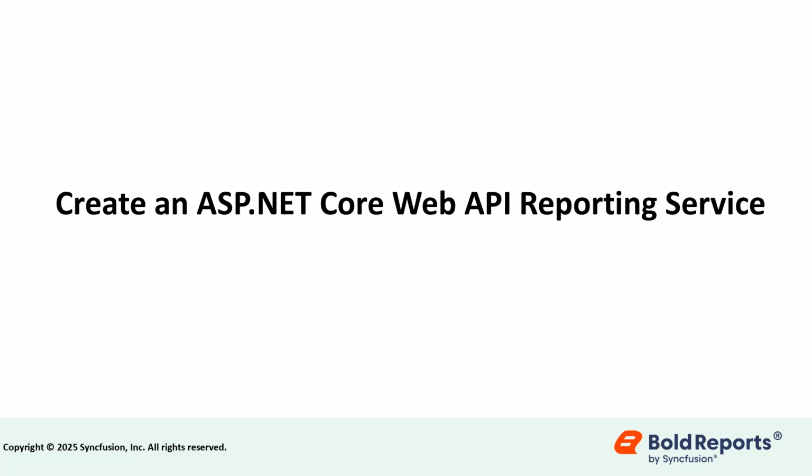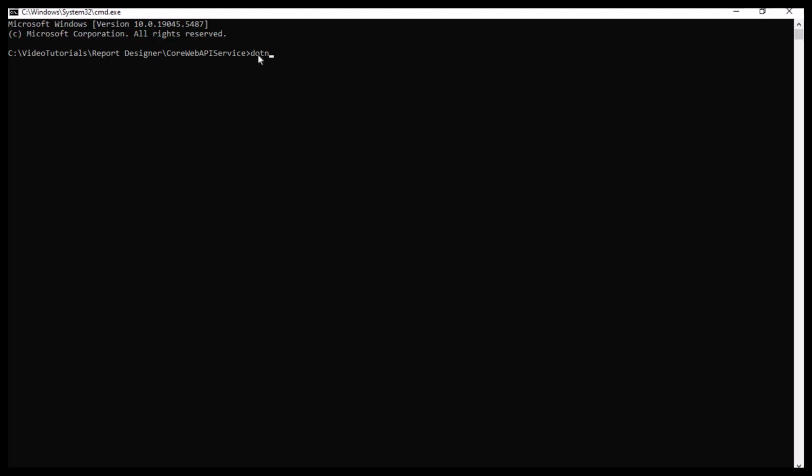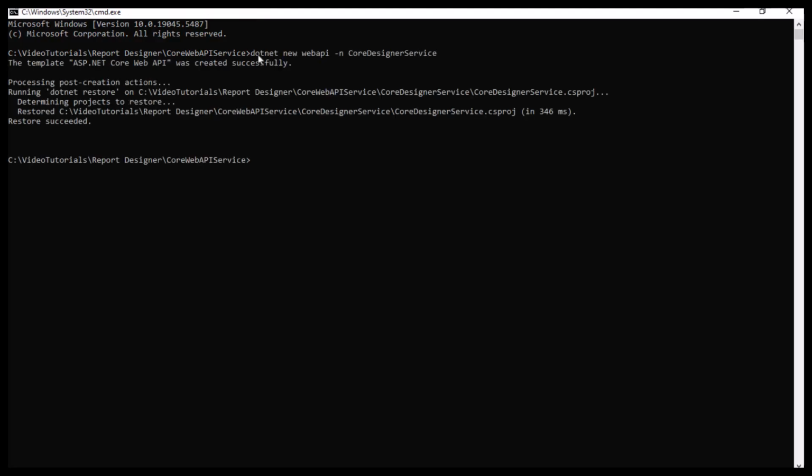I will show you how to create an ASP.NET Core Web API reporting service application for Report Designer. The Report Designer is a web-based what you see is what you get reporting tool for creating and editing RDL and RDLC reports. It comes with a wide range of reporting items to transform data into meaningful information and quickly build business reports. Let me show you how to create an ASP.NET Core Web API reporting service application using Visual Studio Code. First, to create an application, run this command.